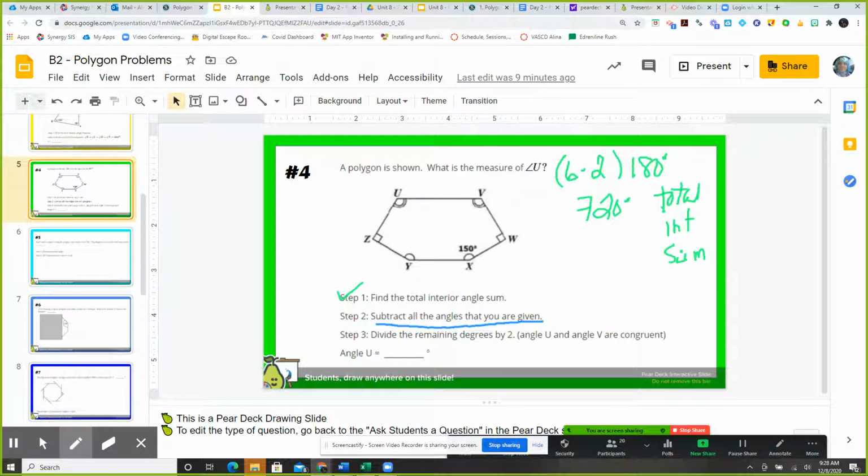Divide by 6. If they were all exactly the same, that's exactly what we would do. So I've kind of set you up to think that because we've had regular shapes up until now, so all of the angles have been exactly the same. If we look in this picture, though, we see that U and V are exactly the same, and X and W are exactly the same, and Y and X are exactly the same. So here we need to subtract out all of the angles that we're given. What angles do we know? The 150 and the 90. And how many 150s do we have? 2. And how many 90s do we have? 2. So we've got to subtract out 150 twice, and we've got to subtract out 90 twice. What's 720 minus 150 minus 150 minus 90 minus 90?